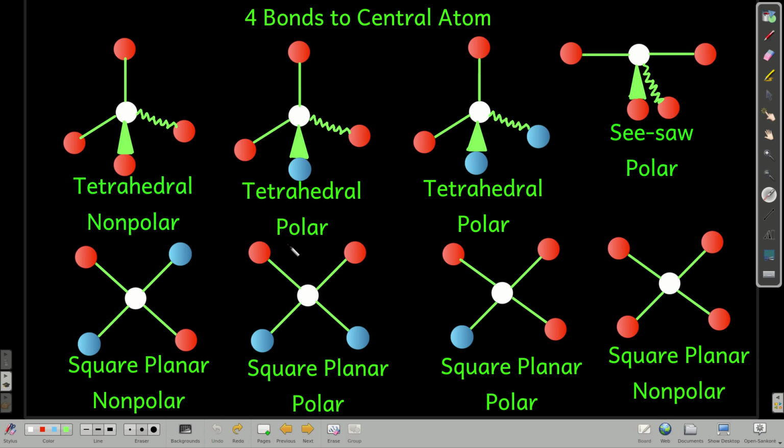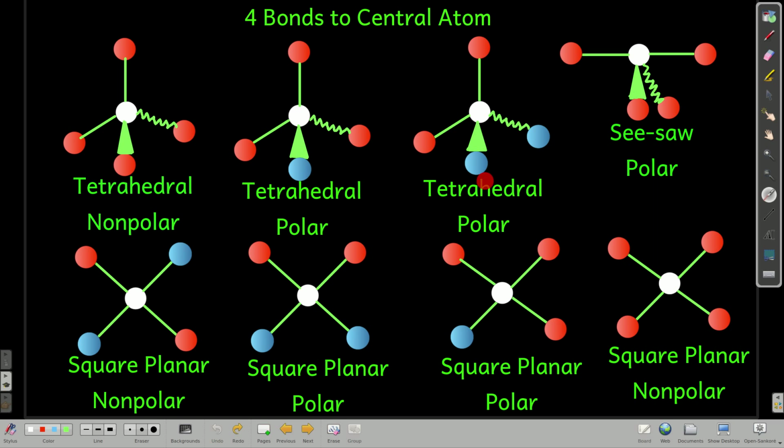For four bonds to the central atom, we have a lot more possibilities here. We have three tetrahedral possibilities. One, all the atoms are the same as each other, and we're assuming these are polar bonds. The poles cancel in a tetrahedral geometry, and this is a non-polar molecule, even though the bonds themselves are polar. If one of these atoms is different than the others, we're assuming that it's going to have a different electronegativity, and now this will be a polar molecule.